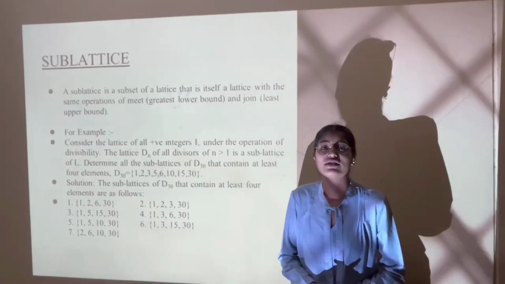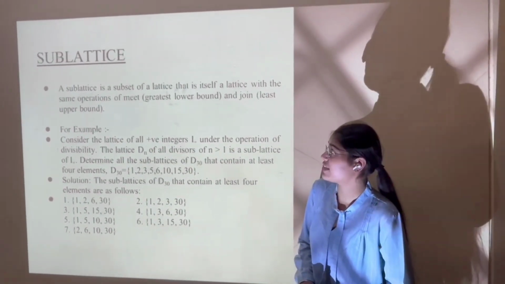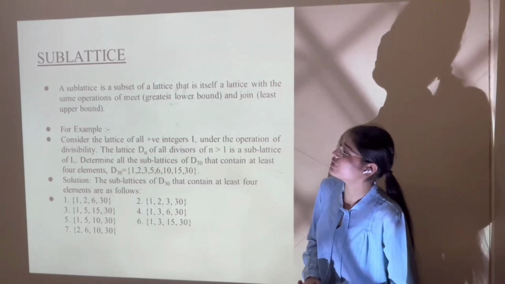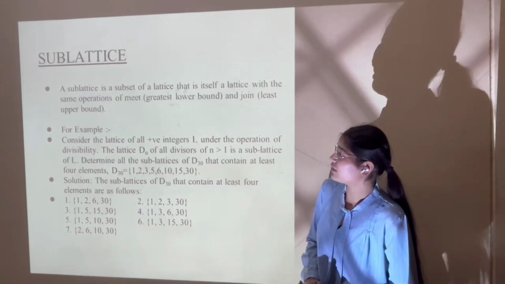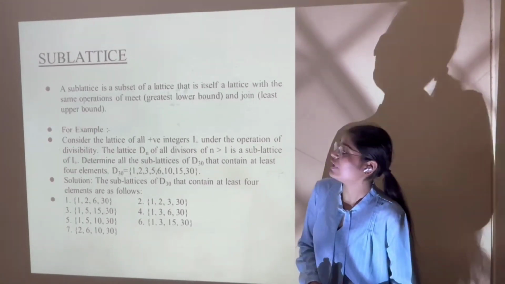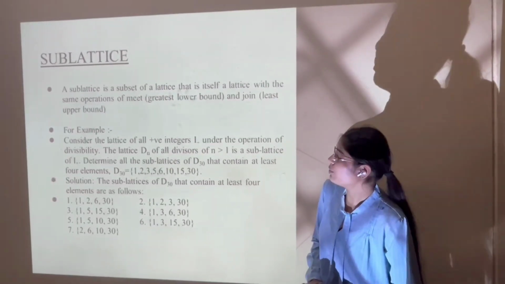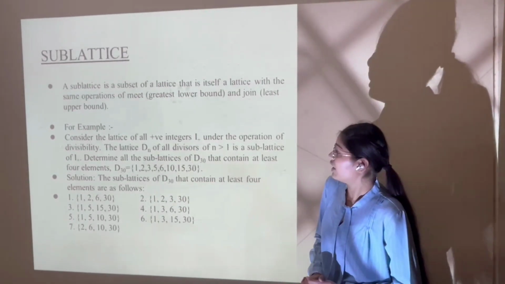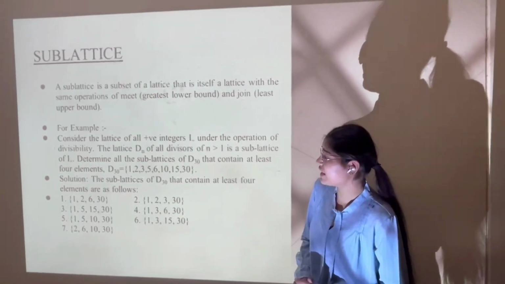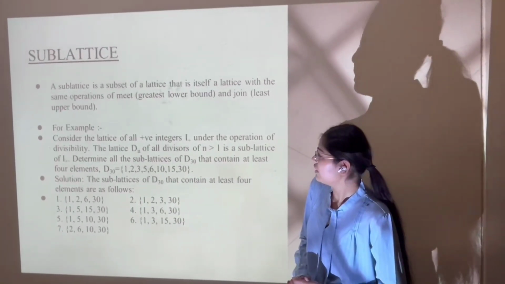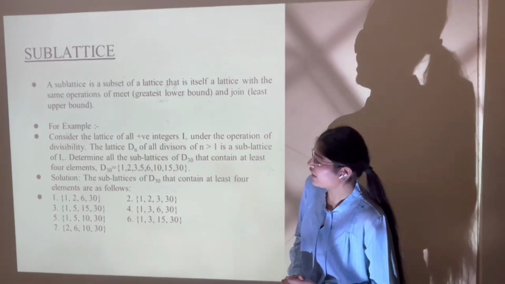Now let us understand the next topic, sublattice. A sublattice is a subset of a lattice that is itself a lattice with the same operations of meet, that is the greatest lower bound, and join, that is the least upper bound. Now let's understand this with the help of an example. Consider the lattice of all positive integers I plus under the operation of divisibility. So, the lattice Dn of all divisors of n, which is greater than 1, is a sublattice of I plus.